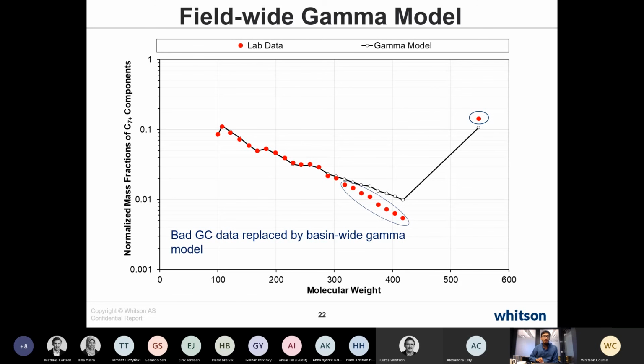And this is again one other example of bad quality GC data. We have a gamma distribution model, and you see these components going down like this, indicating some kind of baseline shift error or internal standard error in the gas chromatography data measurement.